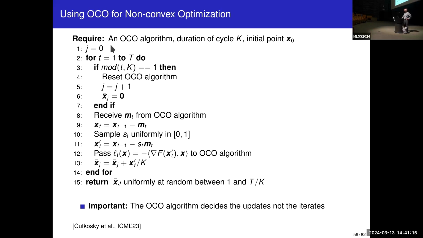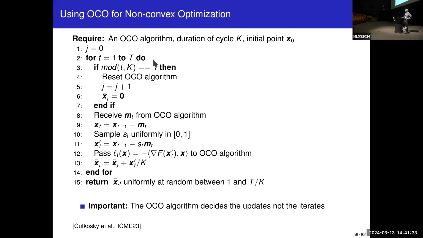The algorithm is the following. You need an online convex optimization algorithm that you will use as a black box. You don't even want to know what is inside. You just need to know that it has a regret. And the algorithm goes on in cycles of length capital K, and you also need the usual initial point.